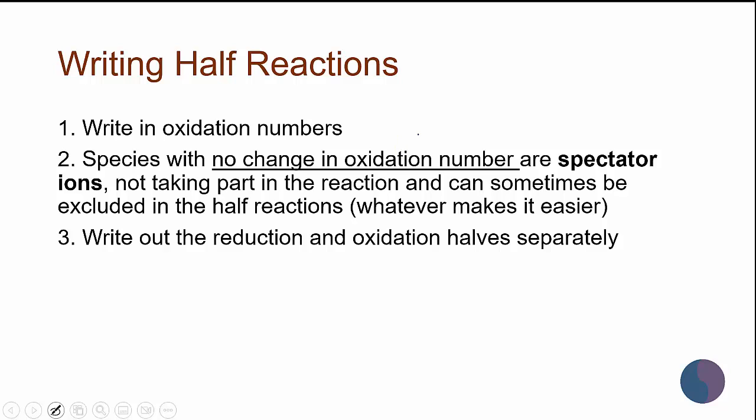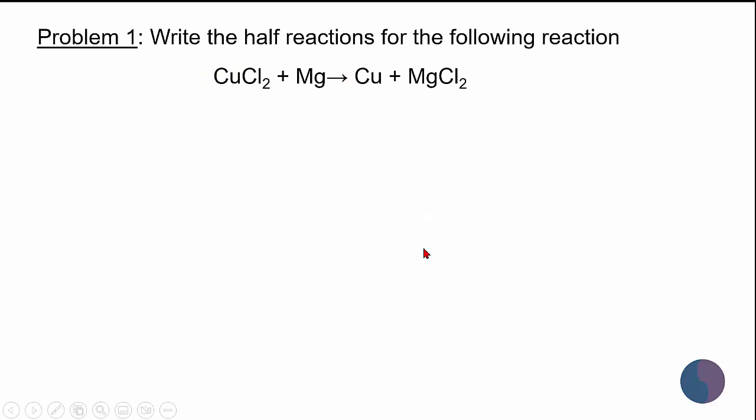So we're actually not just going to stop at writing half equations. We're going to also balance them. So first thing you always do is write out the oxidation numbers, and then you can tell by the oxidation numbers which ones are the spectator ions, and then you can remove them and make sure you label which one's the reduction, which one's the oxidation.